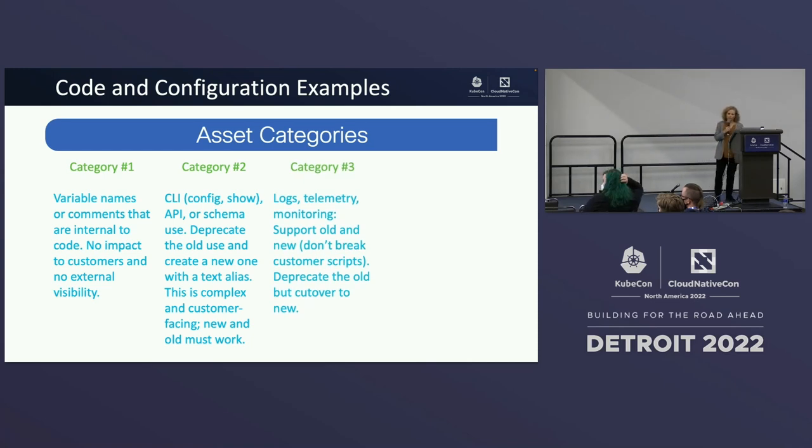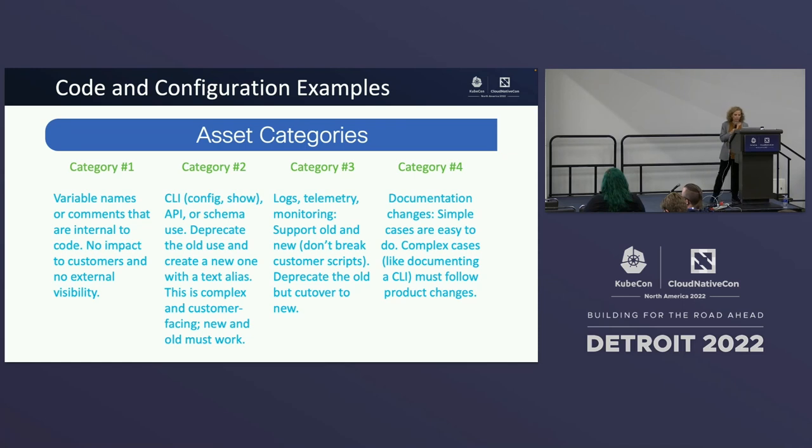Then there's category three, and that's that output from a product, right? And I have an example I'll show a little bit later, but you don't want to break people, but you can probably support old and new, and you can probably do a cutover at a certain version. I have an example of, you know, a response body from an API that's JSON, and you can just kind of do a rip the Band-Aid off. And then the last one is documentation changes.